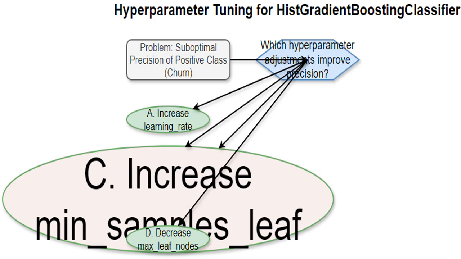Think of min_samples_leaf as the minimum number of data points needed to form a leaf node in your decision tree. Increasing this value forces the model to build simpler trees. Simpler trees are less prone to overfitting, meaning they're less likely to incorrectly classify a non-churn customer as a churn customer. This directly increases precision.